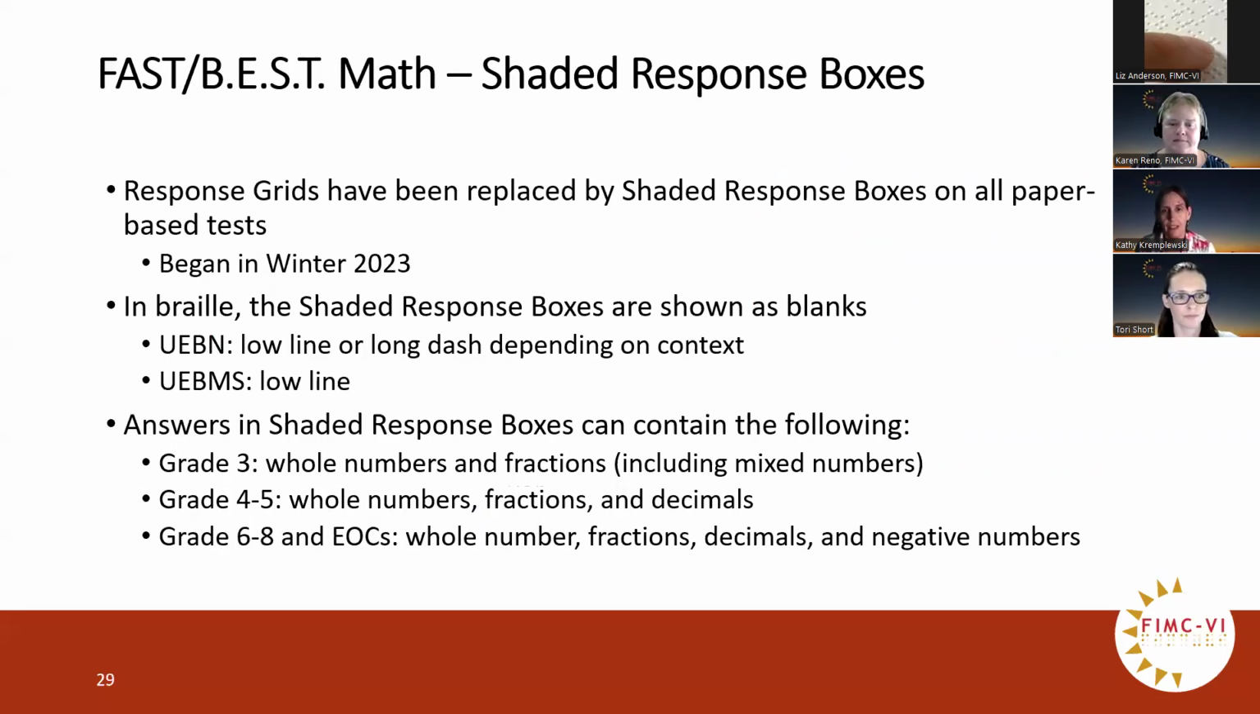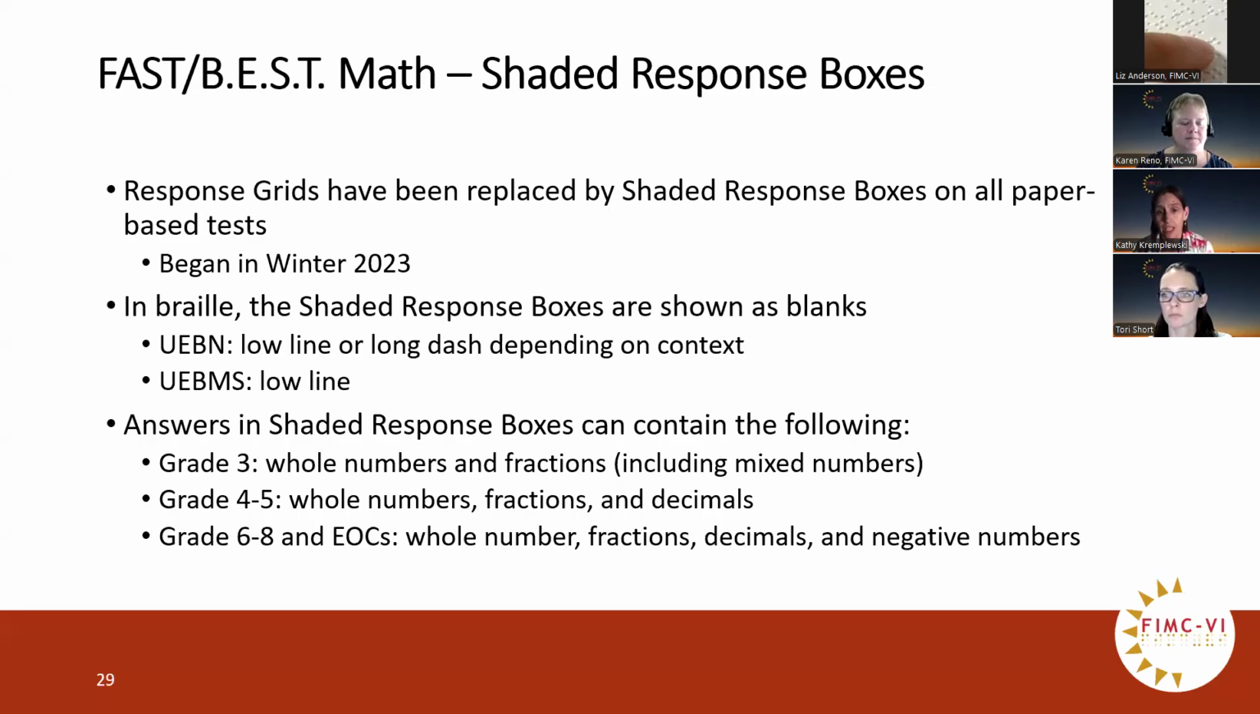Okay. For FAST BEST with the shaded response boxes, these are what replace the response grids on all paper-based tests. And this began in winter 2023. So in the braille, the shaded response boxes are shown as blanks. For UEB Nemeth, it's going to be either a low line or a long dash, depending on the context and what is there in print. For UEB with Nemeth switch, it'll always be a low line.